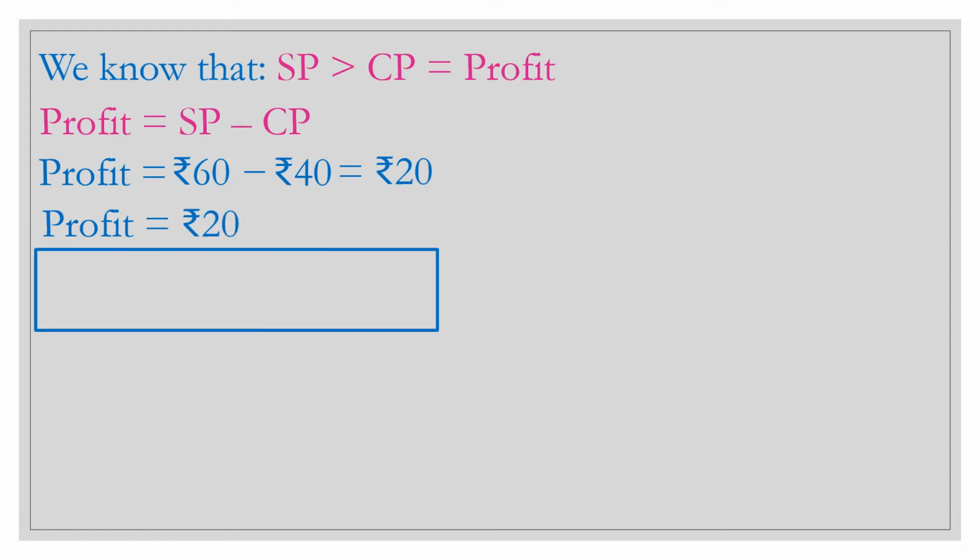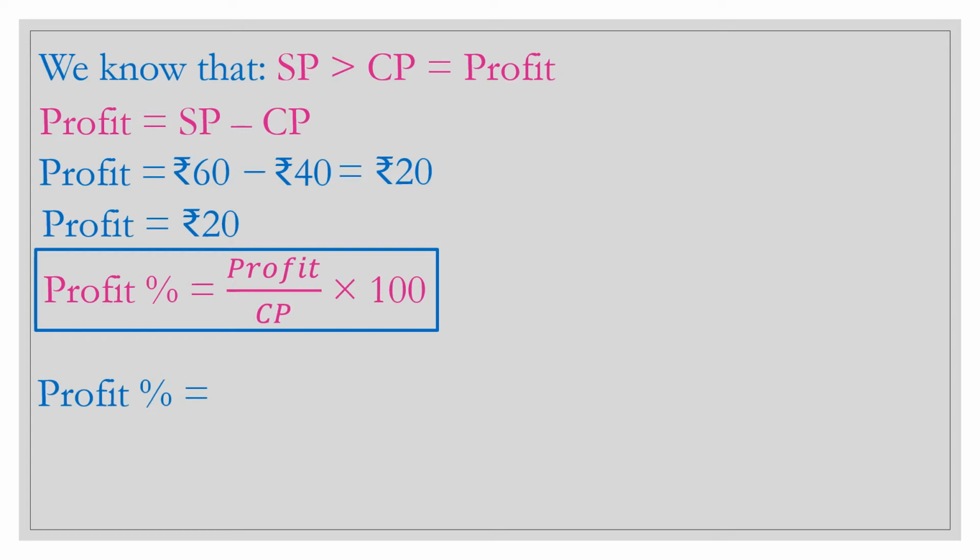Now we will find out the profit percentage. And we know that profit percentage is equal to profit upon CP multiplied by 100. Now put the value. See, profit is equal to rupees 20 and CP is equal to rupees 40. So write down 20 upon 40 multiplied by 100. Now simplify. See, 20 and 40 both are divisible by the same digit 20. So divide. 2 1s are 20 and 2 2s are 40.